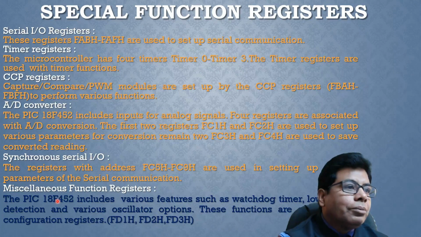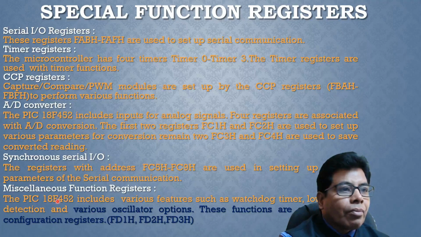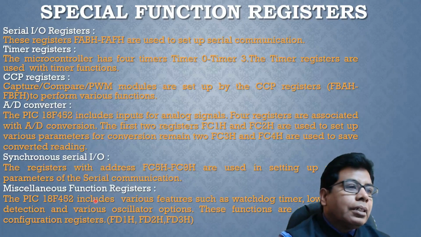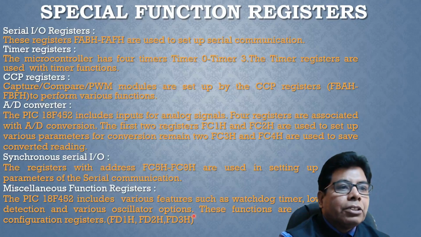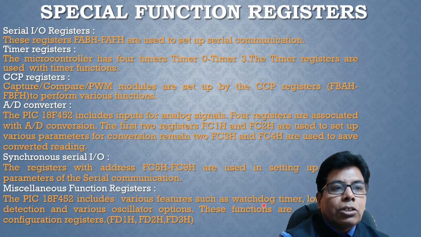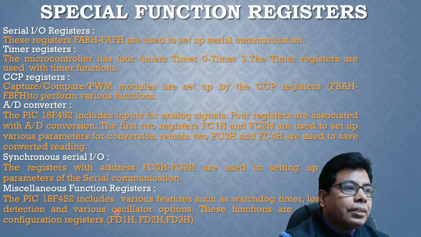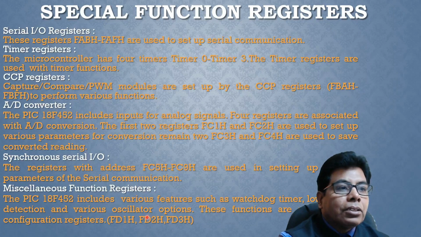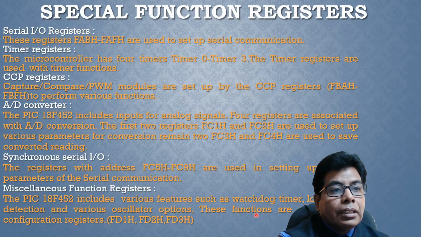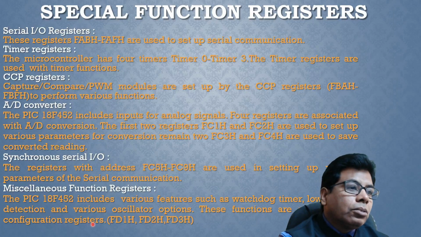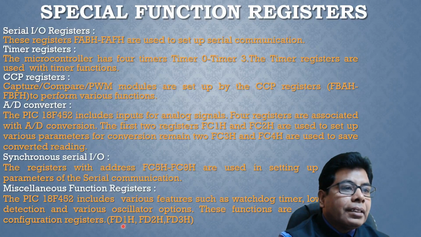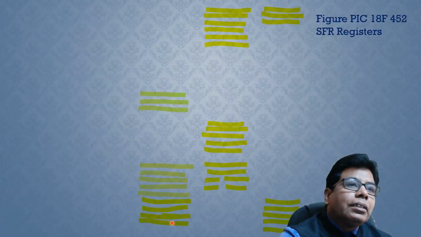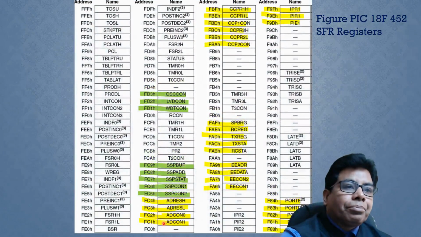Then last is miscellaneous function register. Now the PIC 18F452 includes various features such as watchdog timer, low voltage detection and various oscillator options. These functions are set up using configuration register. So the address is FD1, FD2 and FD3. You can see the details of these registers.